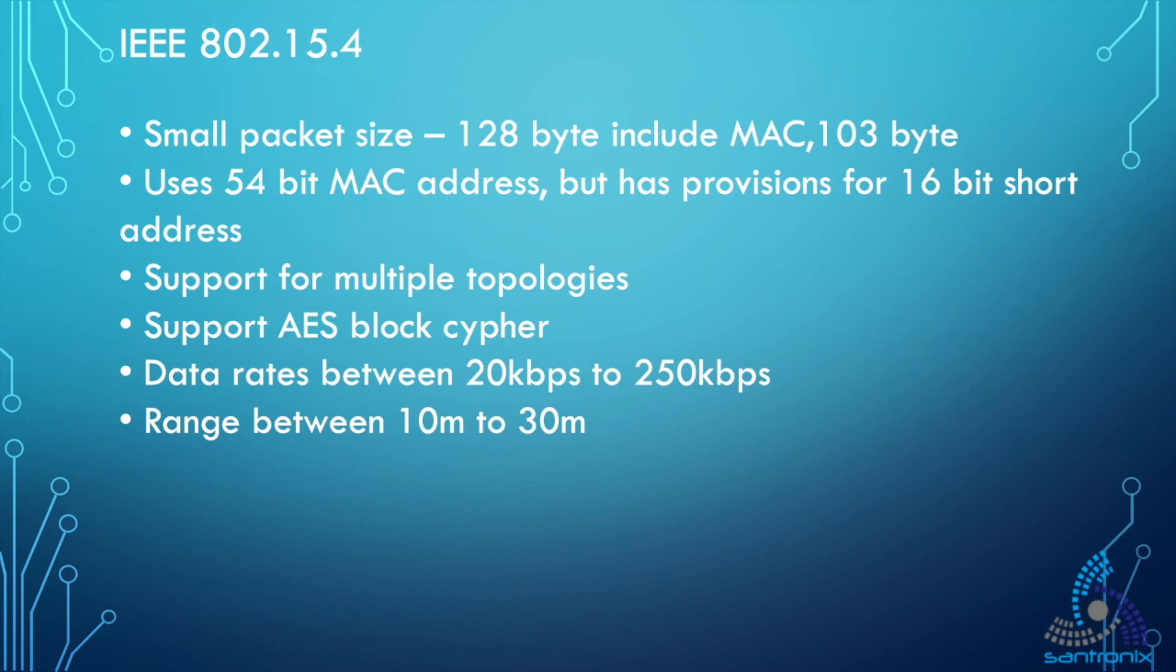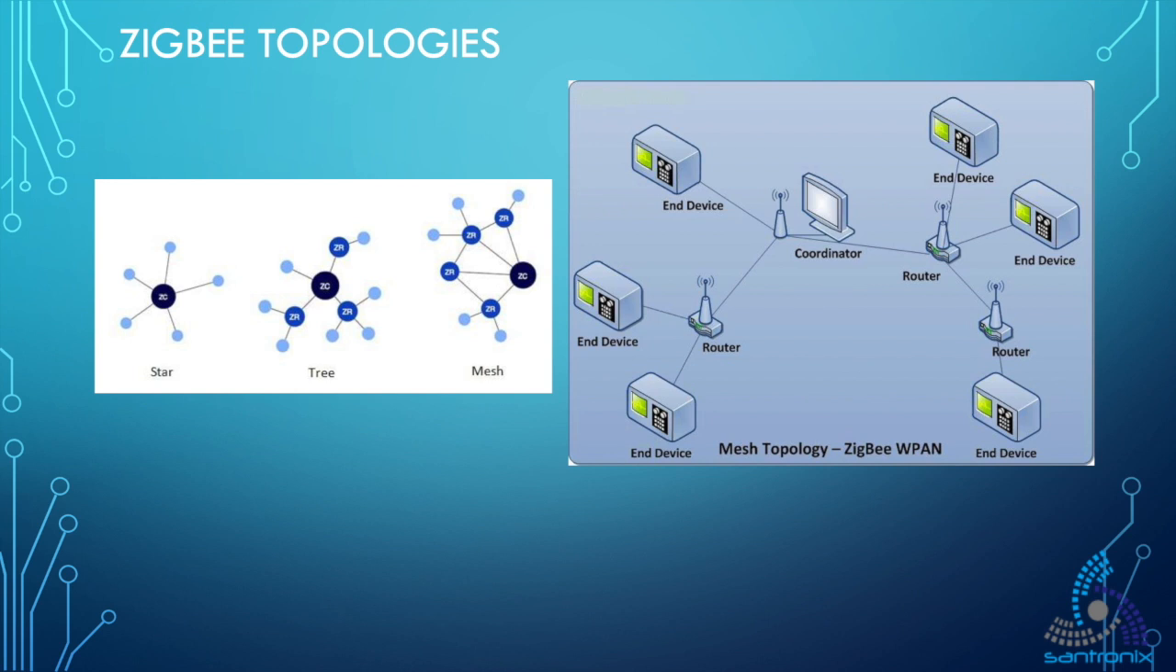Data rates are between 20 kbps to 250 kbps, and depending on your application, you can choose devices with different data rates. And it can give you a range between 10 meter to 30 meter. Now, when we talk about the range, and we go back to this topology of the mesh, the range is not a problem when it comes to mesh. Why? Because the mesh basically extends the range.